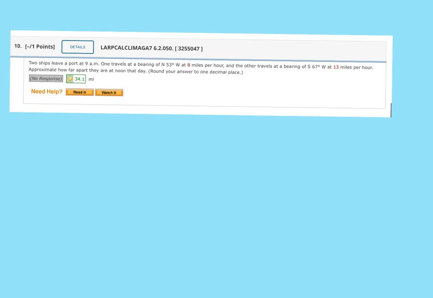Yep. Okay, so 2 ships leave port at 9 a.m. One travels at a bearing of north 53 degrees west at 8 miles an hour, and the other travels at a bearing of south 67 degrees west at 13 miles an hour. So to start my bearings, I'm going to draw my north, south, east, very crooked east, west line, but you get the point. And I'm going to start with the first one. So if it's going northwest, then it's 53 degrees here. And there's the traveling of that first ship.